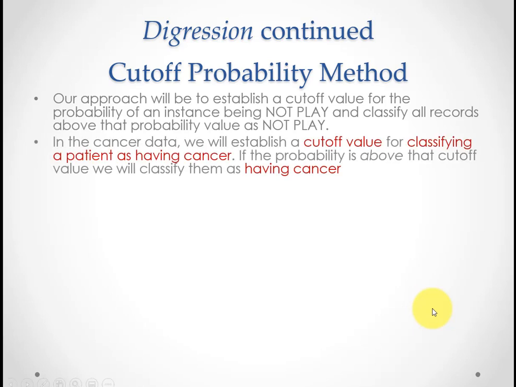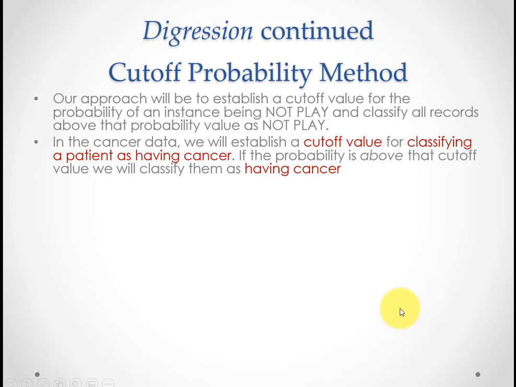So in the cancer data, we'll establish a cutoff value for classifying a patient as having cancer. Normally the cutoff value might be 50%. So if the test was above 50%, you would say they had cancer. And if it was below 50%, that would mean the probability that they didn't have cancer would be above 50%, and then you would say that they didn't have cancer.